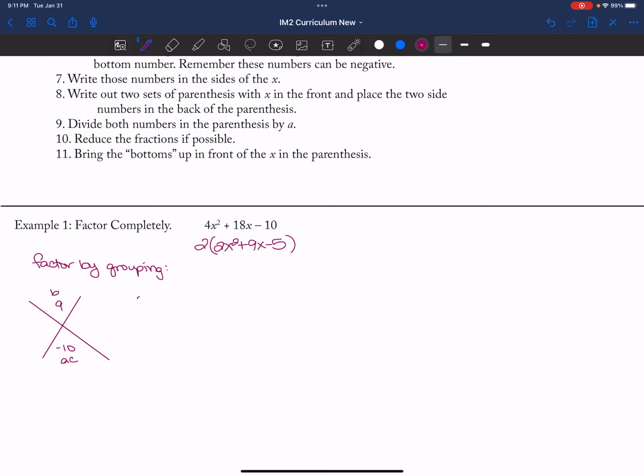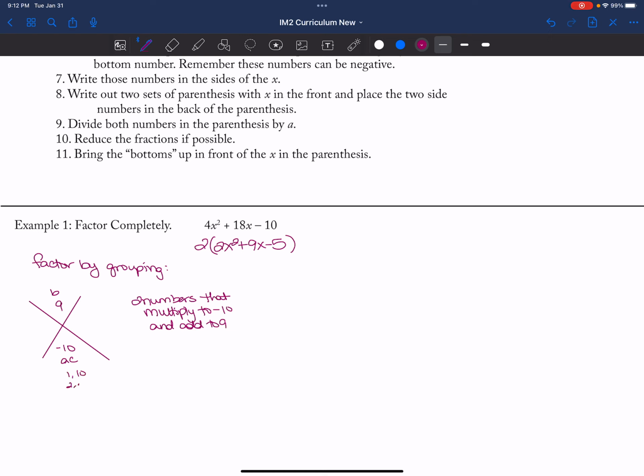So I want two numbers that multiply to -10 and add to 9. In this case, my factors of 10 are 1 and 10, 2 and 5. So I could have a positive 10 and a negative 1.